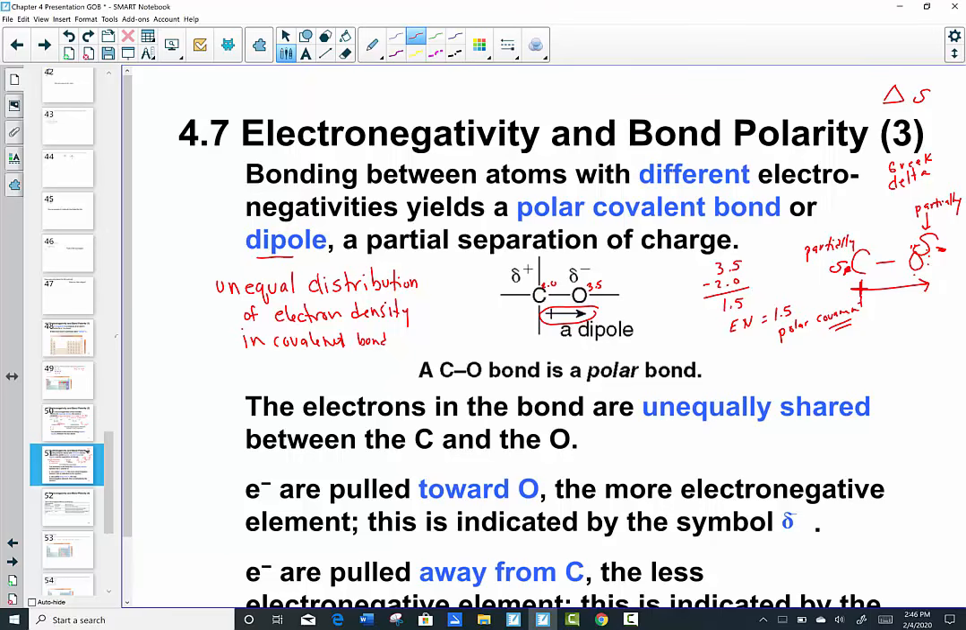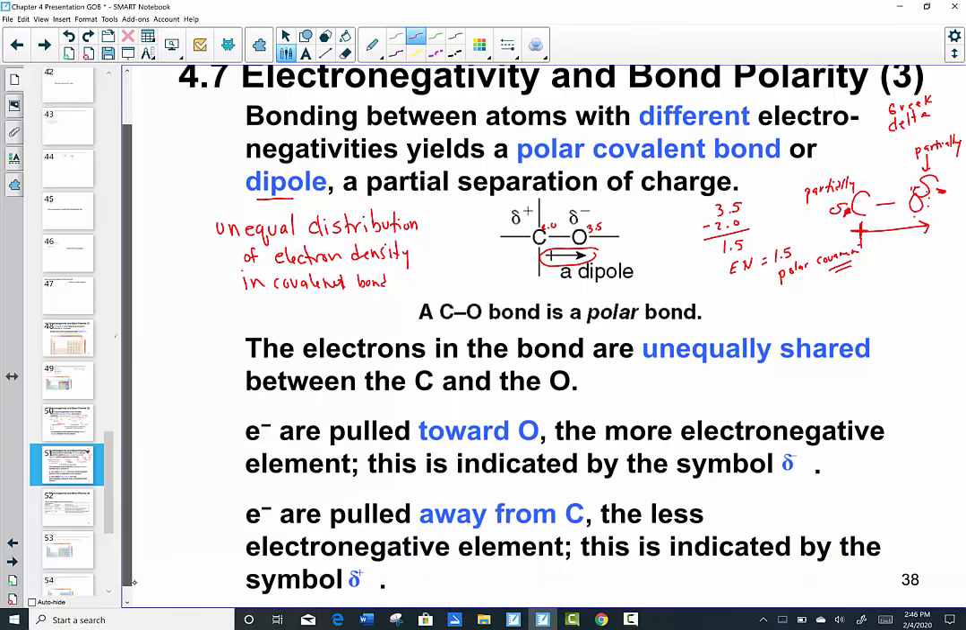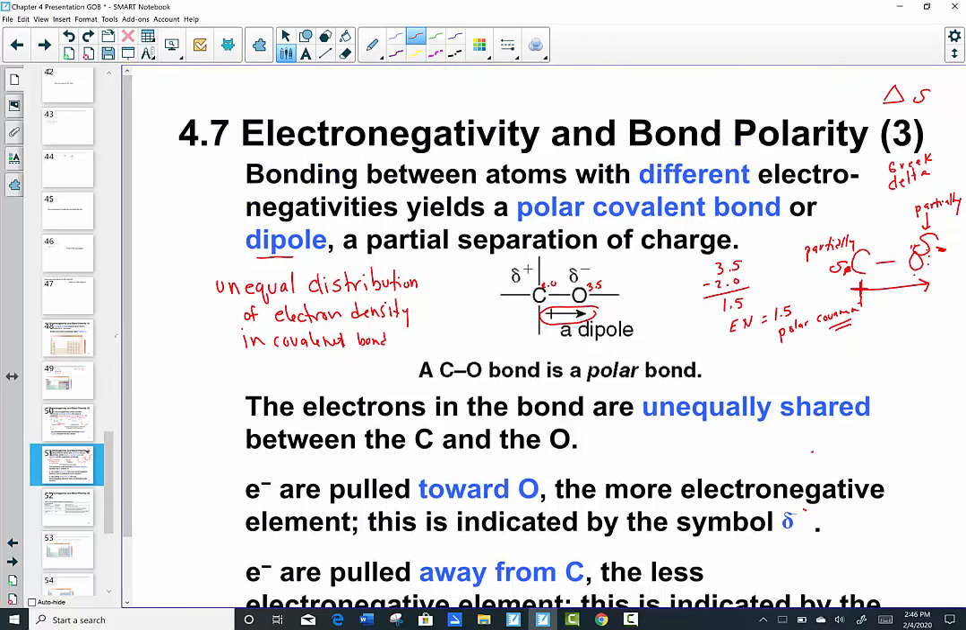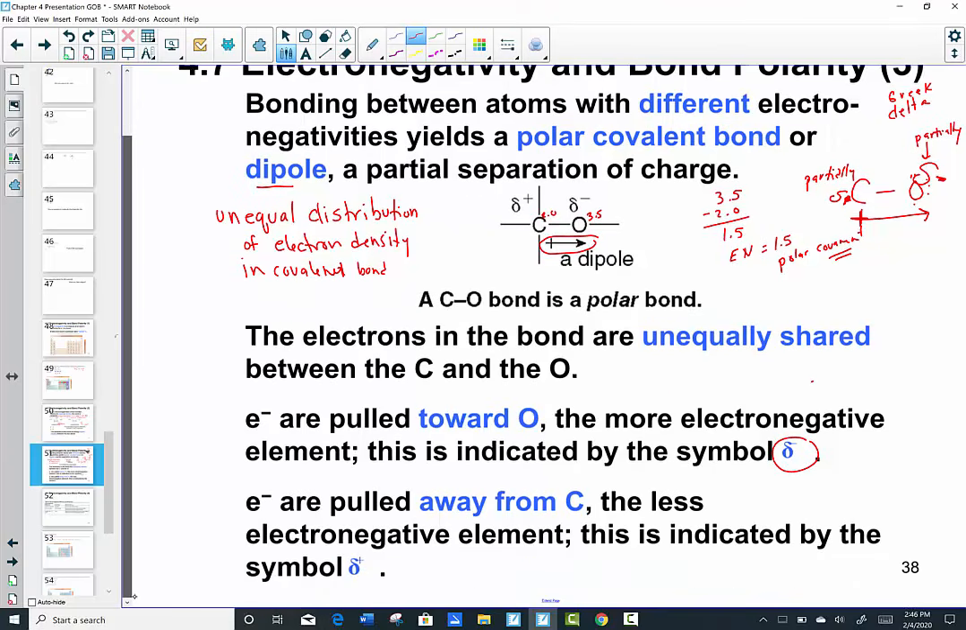So when we have a bond where the shared pair is unequally distributed between the two atoms, we call it a polar covalent bond. The electrons in the bond are unequally shared. Those electrons are being pulled towards the oxygen, which is far more electronegative, and it gets this little Greek symbol to represent partially negative. And since the electrons are being pulled away from the carbon, the less electronegative element is going to be left with a partial positive sign. So the polar bond gets a symbol, and then the area in the molecule also gets those symbols.